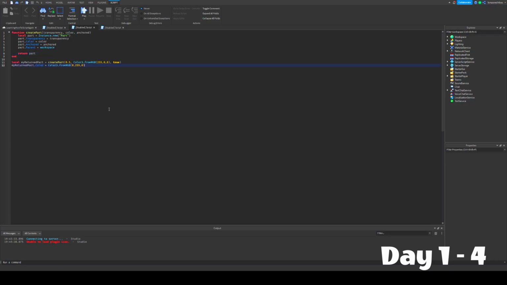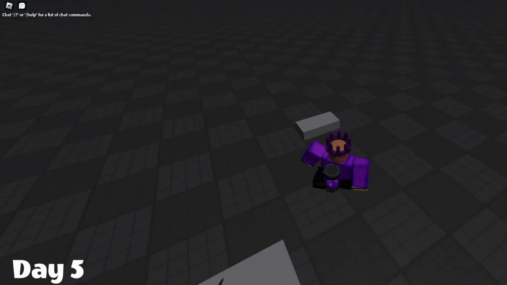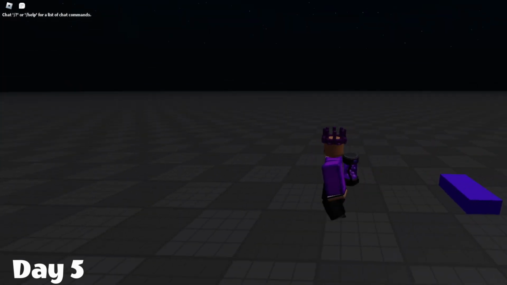Days 1 through 4 were kind of boring, as all I did was learn the basics of coding, although it was still really important. However, on day 5, I made this brick thing that when you step on it, it turns purple.